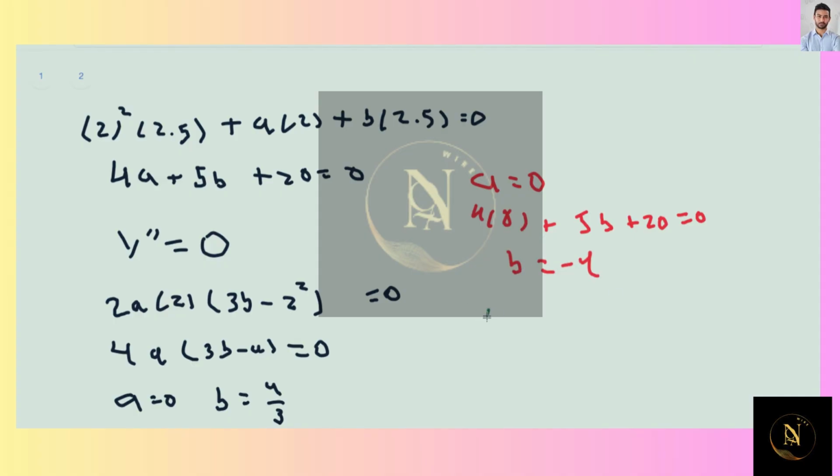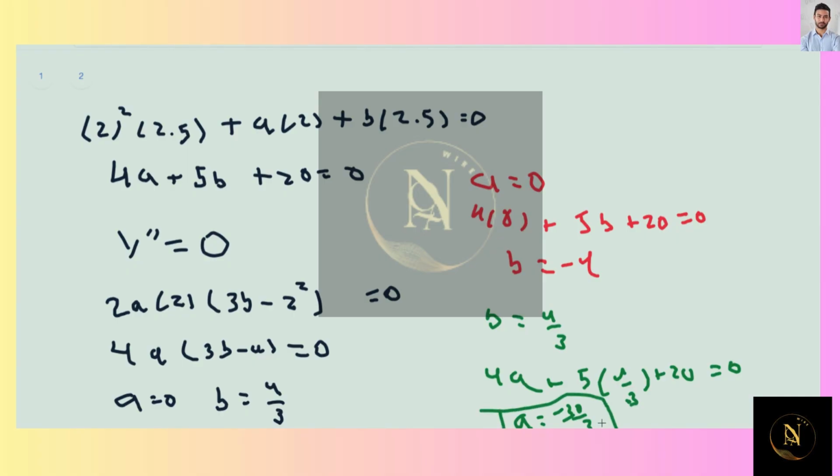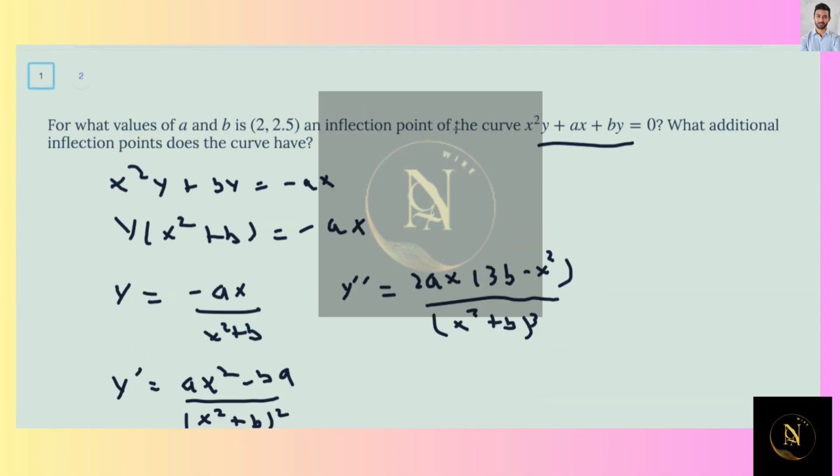Now if I do it for b equal to 4/3, it's going to be 4a plus 5 times 4/3 plus 20 equals 0. This will come out to be a equals negative 20/3. So this is negative 20/3, and b equals negative 4. These are our actual a and b of our function. And that's it.